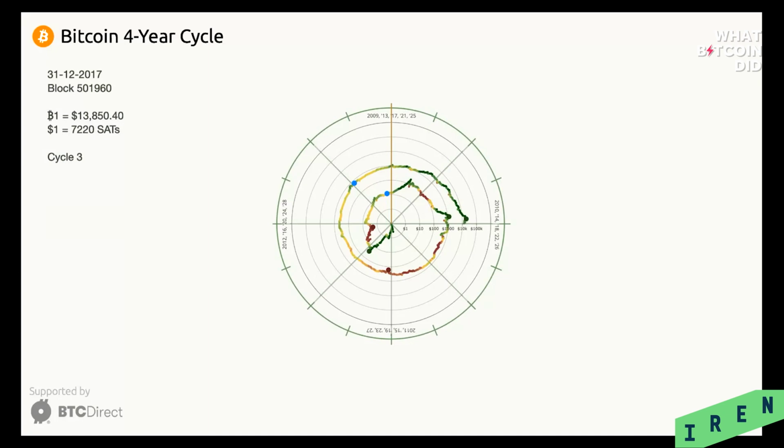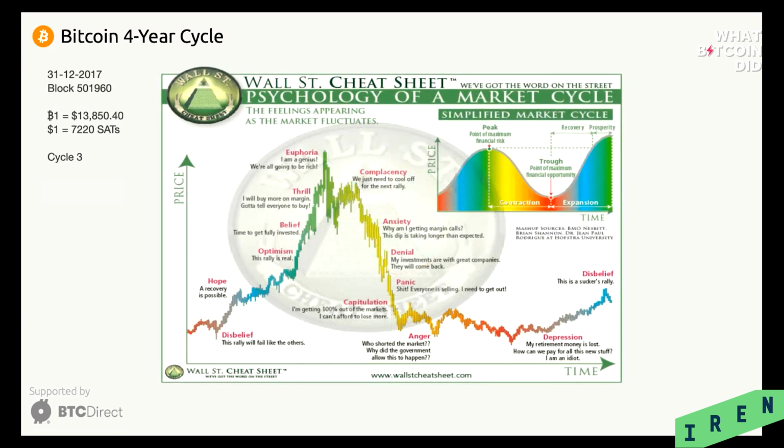Another concept that I added to this chart is the Wall Street cheat sheet, because on-chain analysis really allows us to look at the psychology of the market. I also called this the Bitcoin cheat sheet. My Amsterdam presentation had this as well, but I want to give an update on where we are now. We try to identify the different phases that are happening in Bitcoin and where we are now in the cycle.